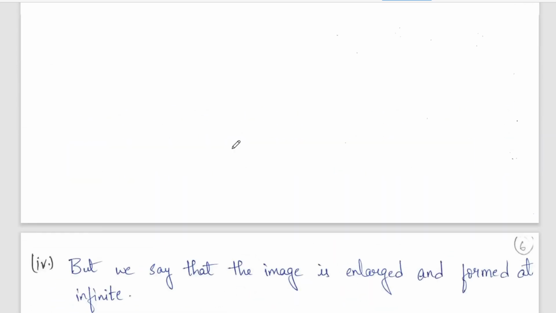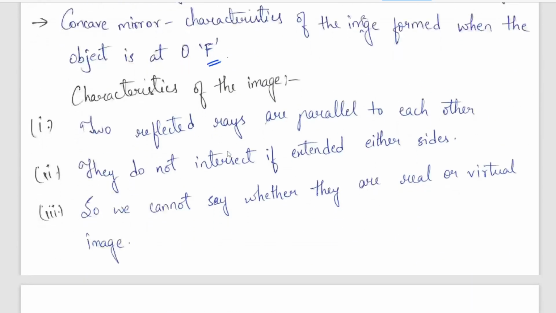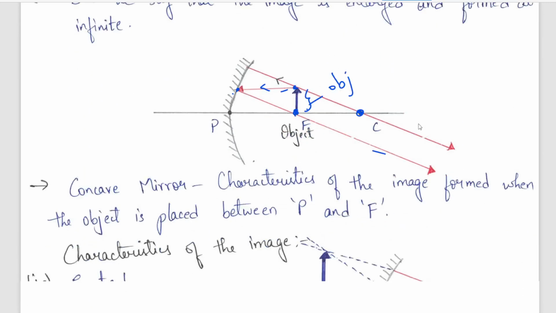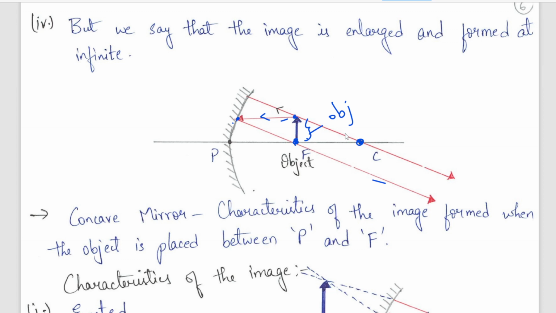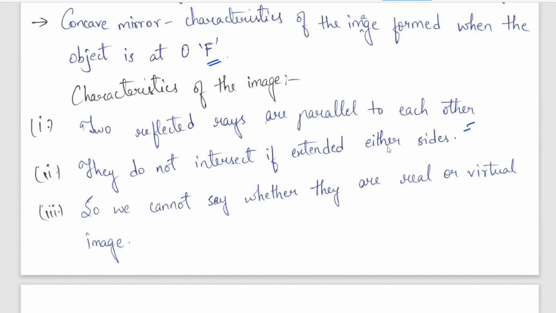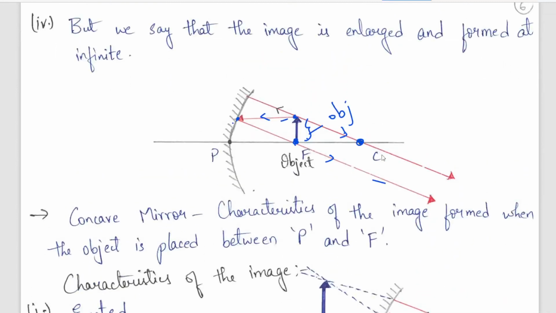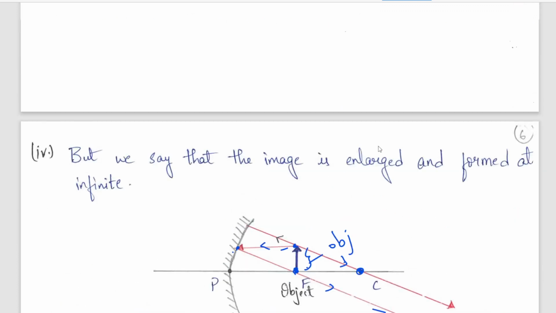So let us see the characteristics of this one. So two reflecting rays are parallel to each other. Yes, two reflecting rays are parallel to each other, right? These two rays, these are two reflecting rays, these two are parallel to each other, right? So this is the first characteristic. Second one is they do not intersect if extended either side. Yes, it is also absolutely right. So there is no point of intersection, right, to form an image. Like if you extend these two rays anyway, upside or downside, there are no intersecting points for these two reflecting rays.